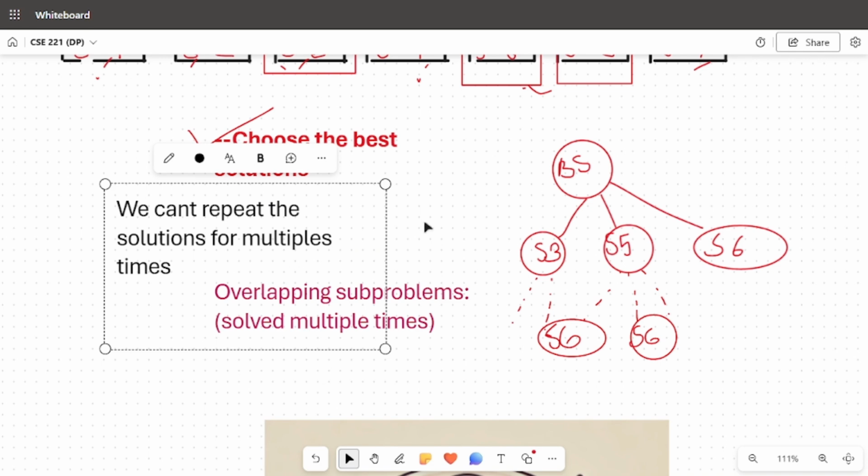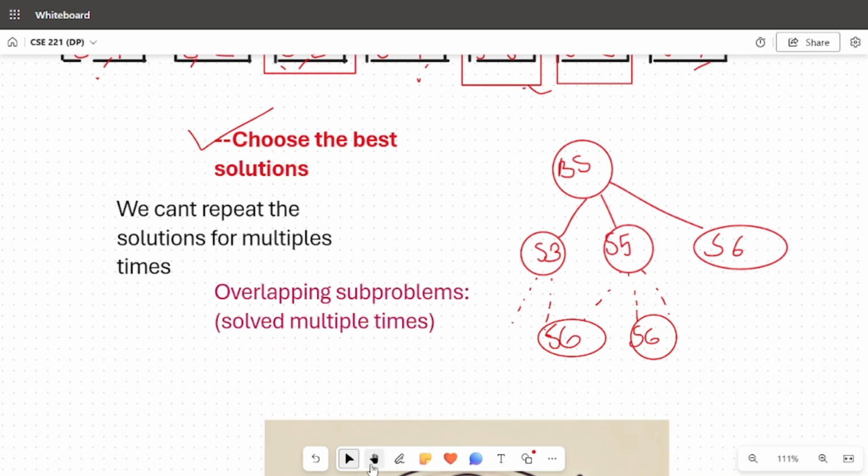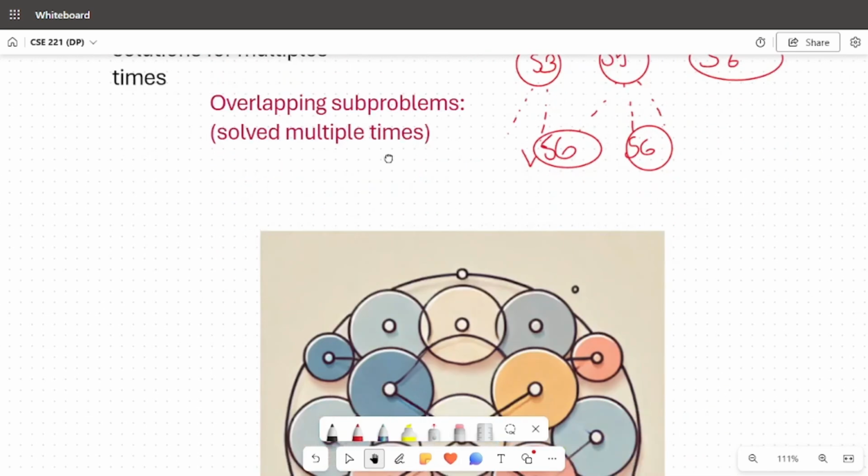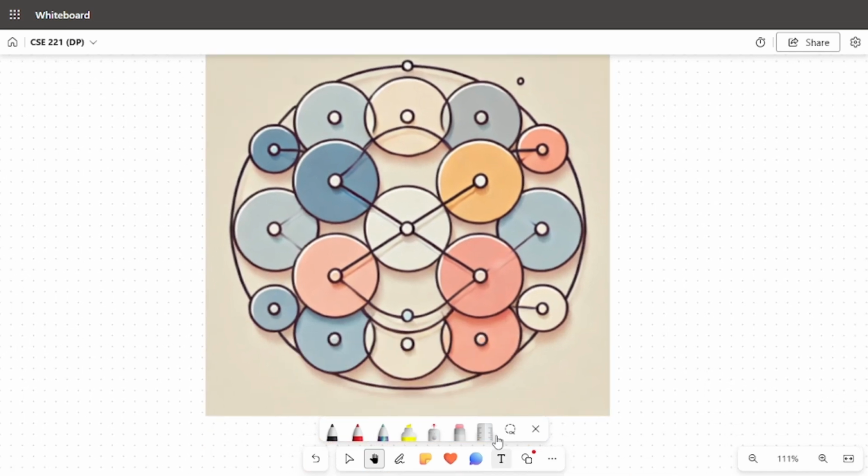So we cannot repeat the solution multiple times. As I have just told you, if you have got S6, you cannot repeat S6 multiple times. Okay, so now let's see. So what is that?